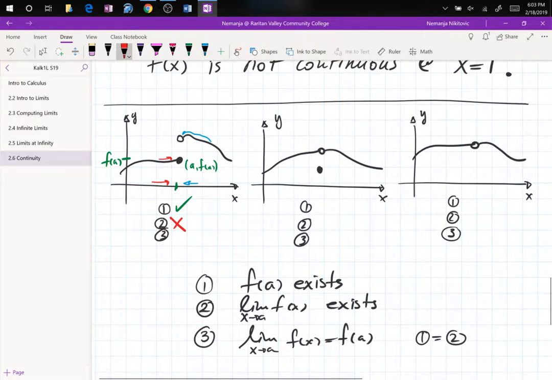Do we have f of a? Yes, we do. The black dot. So that will be f of a, right? Check. Do we have limit? Yes, we do, right? Because you approach from the left, you approach from the right. They end up on the same height. So that's a check for this.